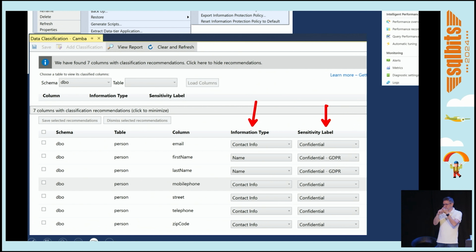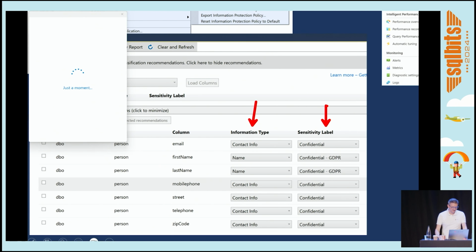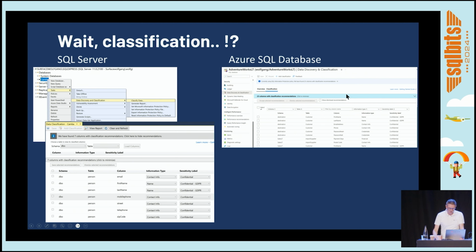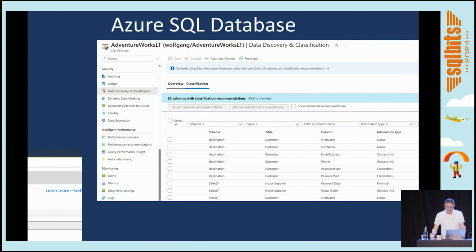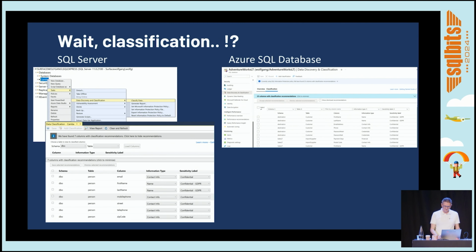So there's two of those pieces I talked about on the previous slide. What is the information piece I'm going to talk about? Is it a name? Is it contact info? Whatever. And what is the sensitivity label? And there's a similar concept in Azure SQL Database where you can add your classification in there. And as you can see, it looks quite similar to the SQL stuff.